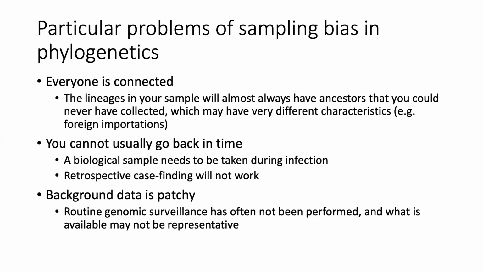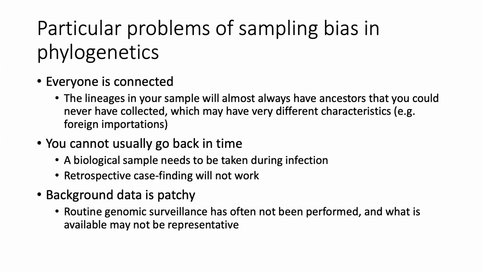Another problem is you can't usually go back in time. You need to get a sequence, so you're going to have to take a biological sample during infection. If there was a period where you weren't performing sampling, then you can't usually go back and retrospectively case find them, because the information you need is not going to be present in a lot of cases. Infections will clear for some pathogens, or people will move, or people will die.